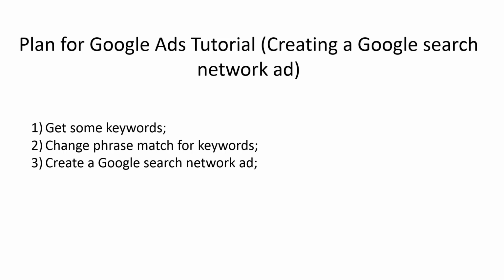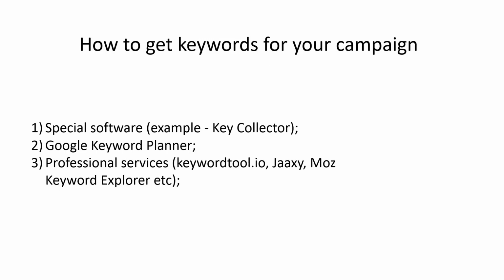Let's get started. There are many ways of getting keywords for Google Ads search campaigns. You can use special software, for example, KCollector. Second, you can also use the standard Google Keyword Planner or even some professional services like keywordtool.io. In one of the next videos, if you'd like, I can show you a proper way of getting a bunch of good keywords. But for now, we will use some general phrases.